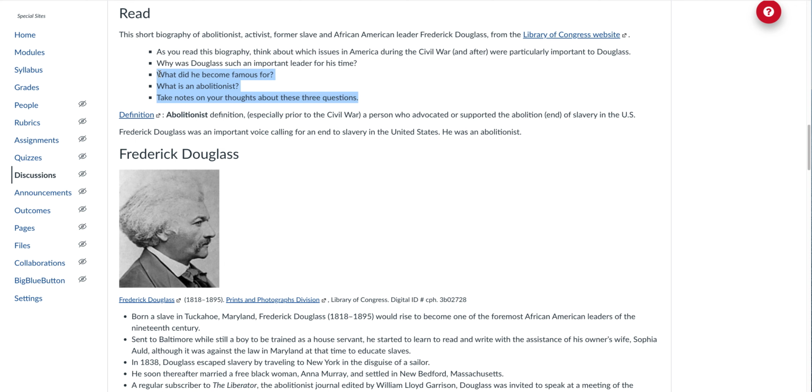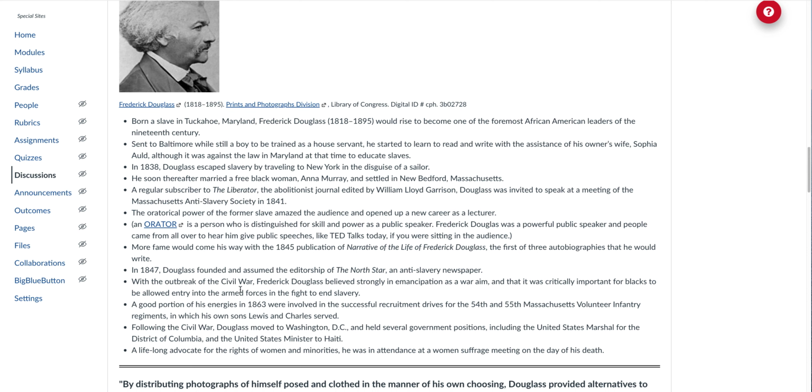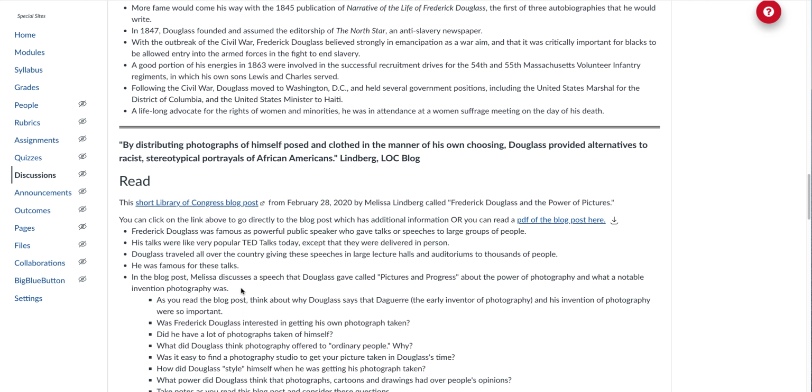All right, so the first thing you're going to do, read a short biography of Frederick Douglass, which is pasted right here for you. The second thing you're going to do is read a very short blog post from the Library of Congress. And this is written by a woman named Melissa Lindbergh, and it's called Frederick Douglass and the Power of Pictures. And this is one of the speeches that he gave about photography.